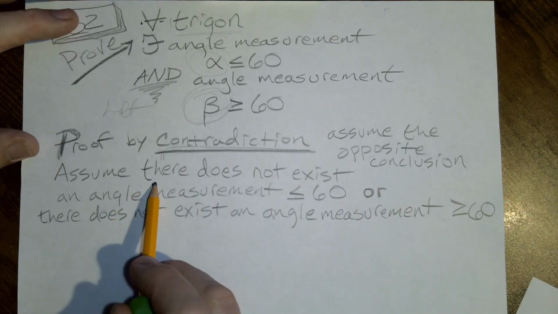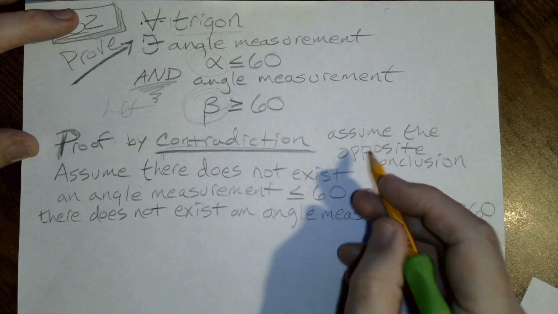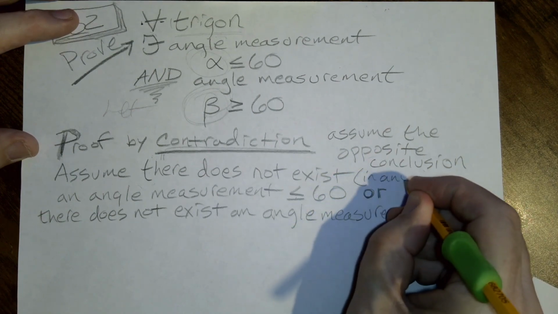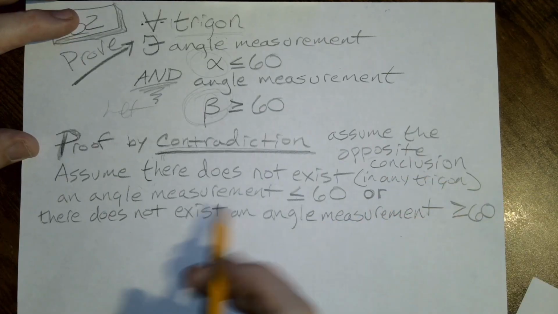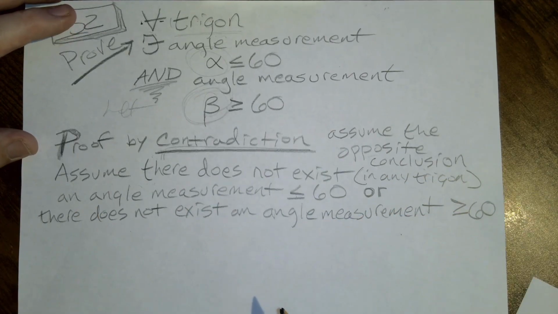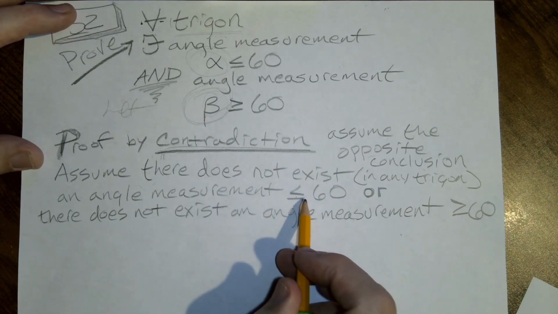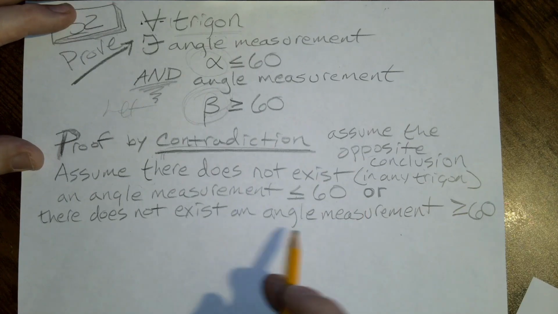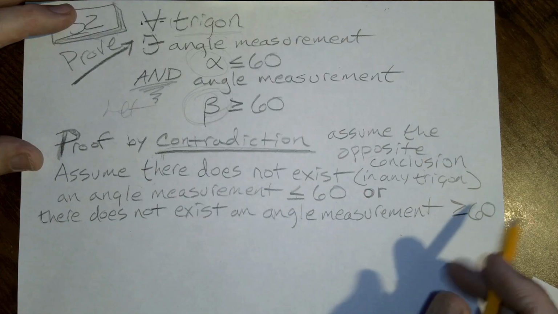So assume there does not exist, let's say in any trigon or in every trigon, but of course, we're talking about trigons. Assume there does not exist an angle measurement less than or equal to 60, or there does not exist an angle measurement greater than or equal to 60.